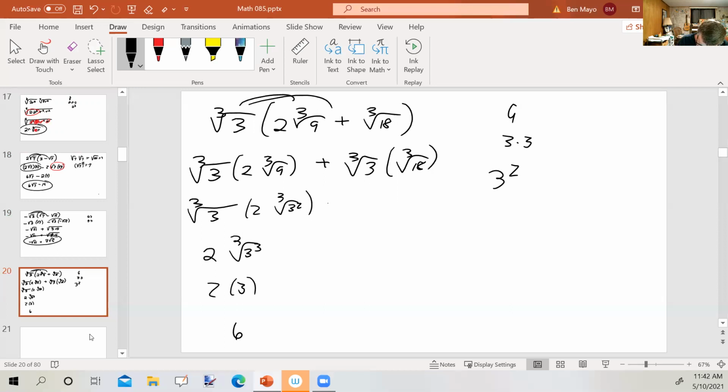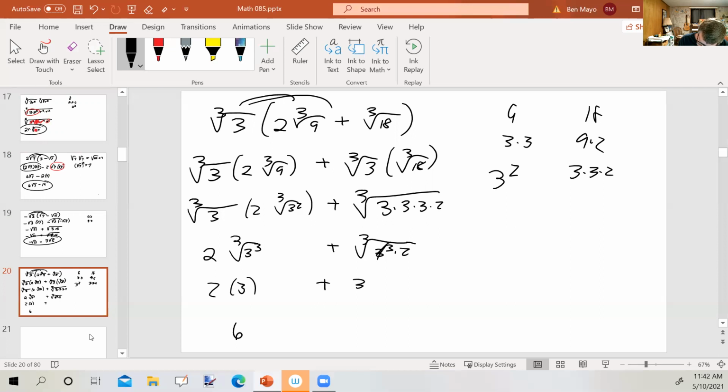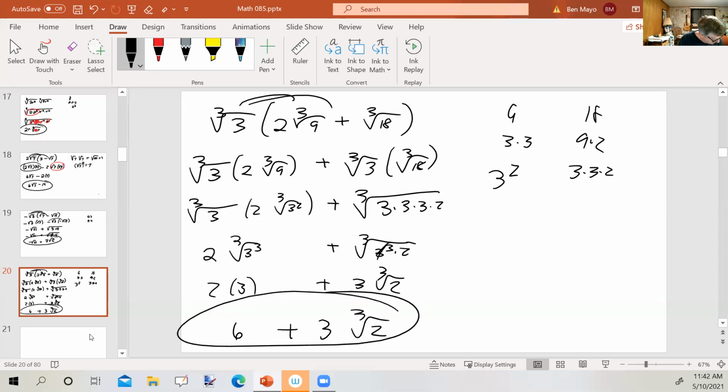And the second one becomes plus the cube root of 3 times, let's see, 18 could be 9 times 2, or 3 times 3 times 2, which is the cube root of 3 cubed times 2, which is 3 cube roots of 2. And so we end up with that lovely thing. And those can't be combined because they're not like radicals, so to speak. The first term isn't a radical at all. But again, what are we trying to do? We're trying to match the index.